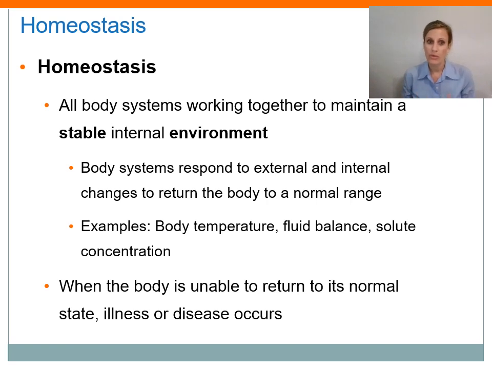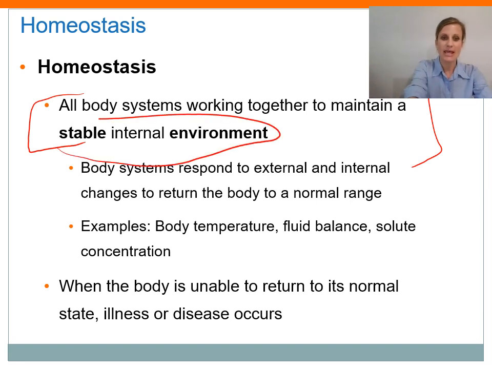The definition of homeostasis is all body systems working together to maintain a stable internal environment. To put that simply, that just means keeping everything normal. Right? We don't want these crazy fluctuations in our body. We want to maintain stability. We want to be in a normal range.